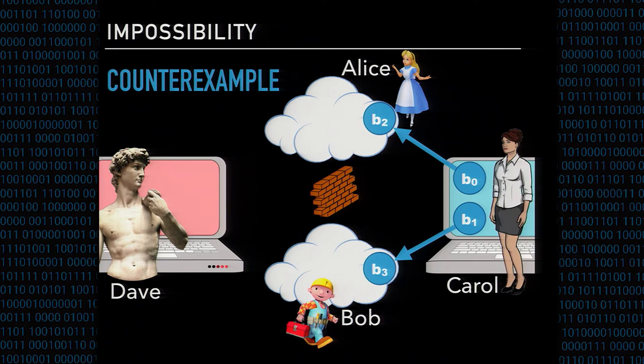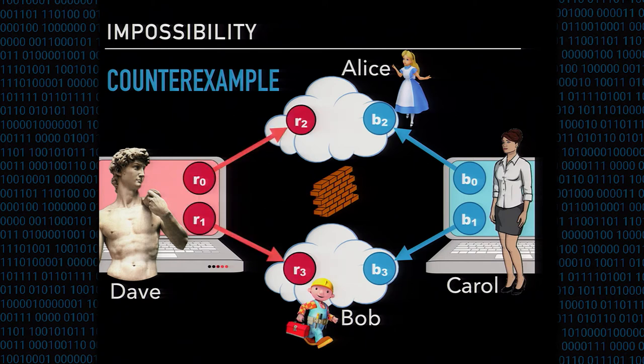Now, as I said, nothing in this transaction should affect anything on Bob or his computer. And furthermore, B3, being the part of this transaction that happens on Bob's cloud, shouldn't affect Alice or her cloud. And B2, the part that's on Alice's cloud, shouldn't affect Bob or his cloud. Dave is doing the same thing as Carol. Likewise, Dave's transaction shouldn't affect Carol or her computer. R3 shouldn't affect Alice, and R2 shouldn't affect Bob.